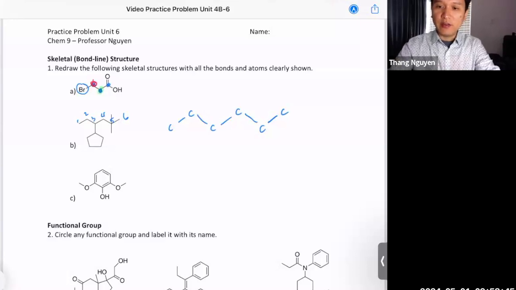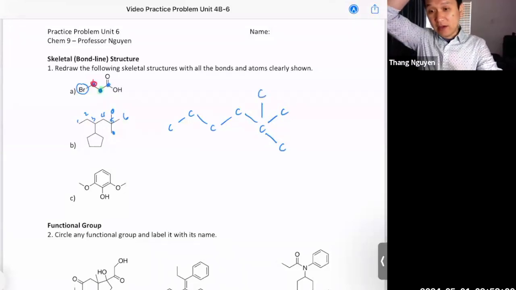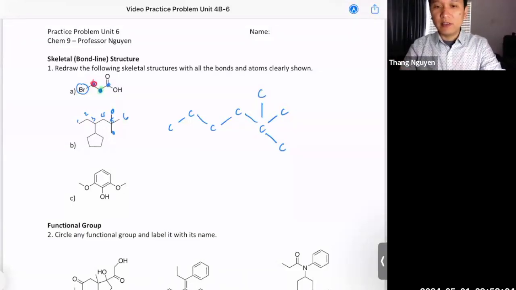Now off of the 5th carbon, there's 2 more carbons, right? So I'm just going to write it. And you don't have to draw the one on top going up. You can just draw it going down. But if you want, you can draw it going up also. It doesn't really matter. But I'm going to do one up and one down just so it doesn't confuse you.